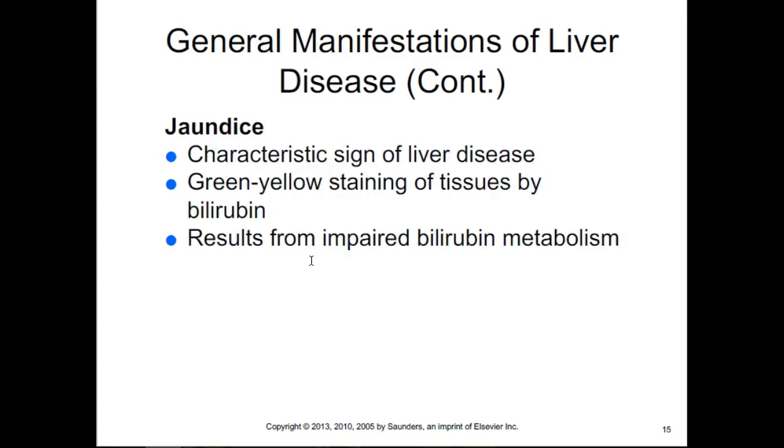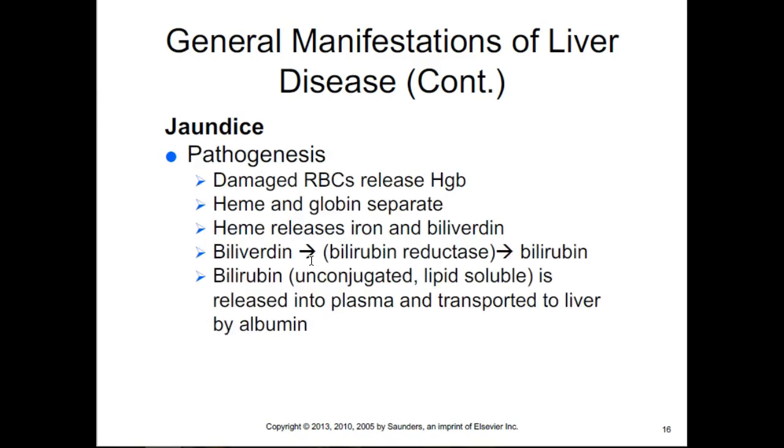Right, so jaundice, right? A major characteristic sign because it's visible. Now, in people with darker skin, I want you to go to the sclera of the eye to see really that manifestation, right? The sclera of the eye, the white part of your eye, is going to be very yellow in people with jaundice, but especially if you can't see really their skin because they're dark in color, right? So it's a greenish yellow staining of tissues by bilirubin, right? And it results from impaired bilirubin metabolism, right?